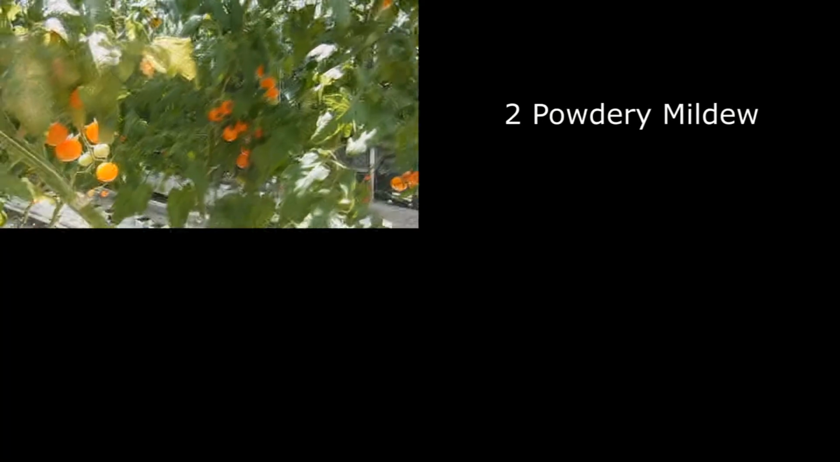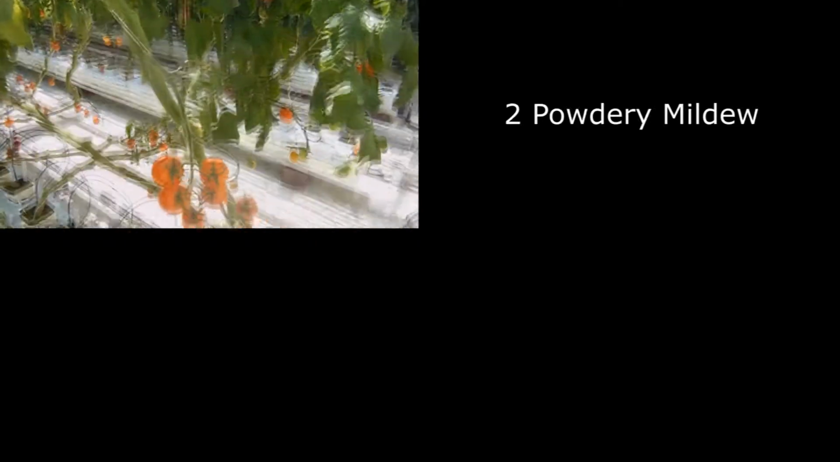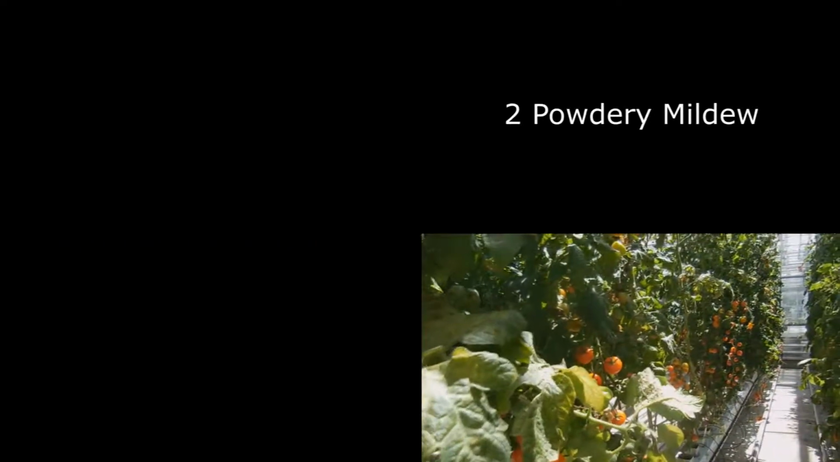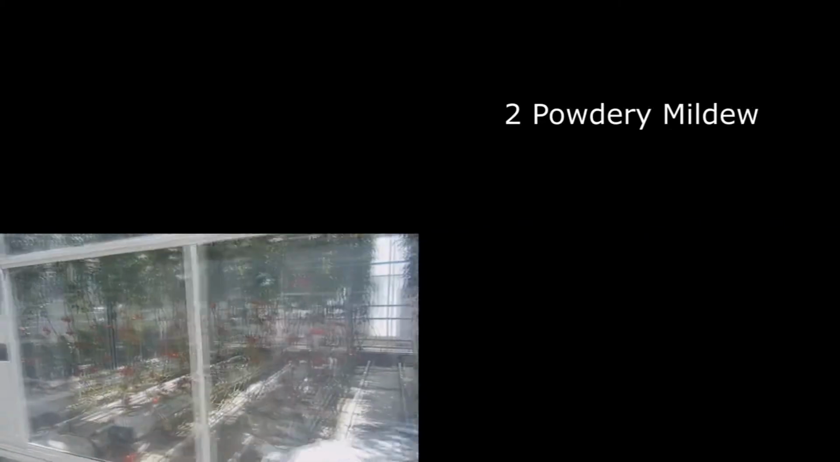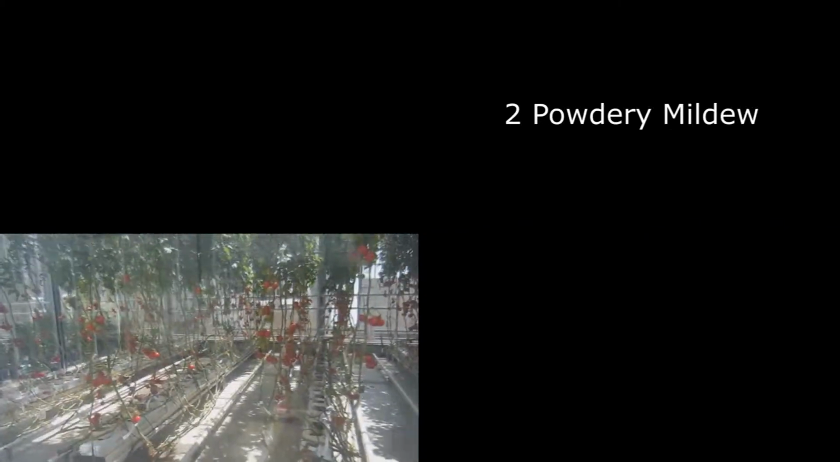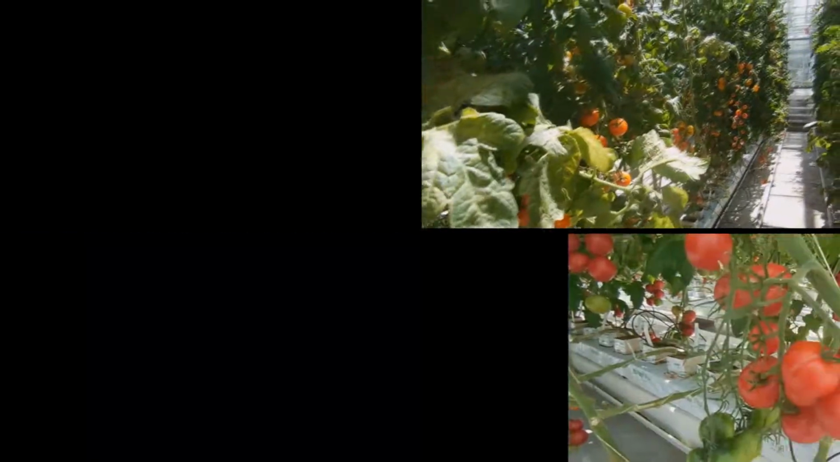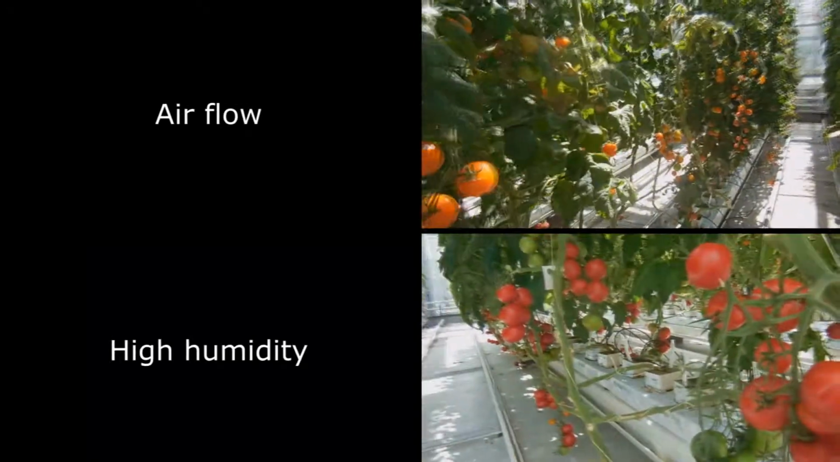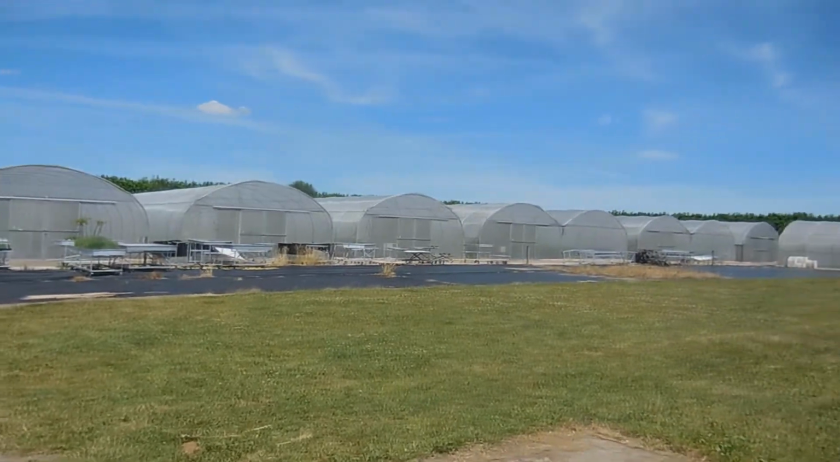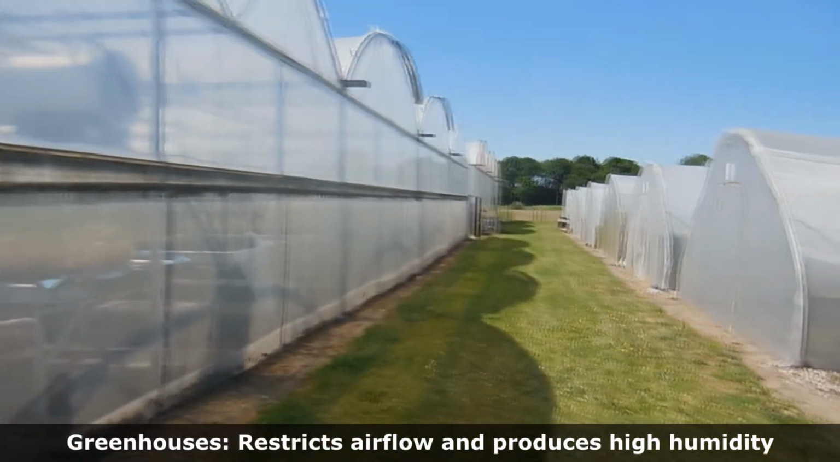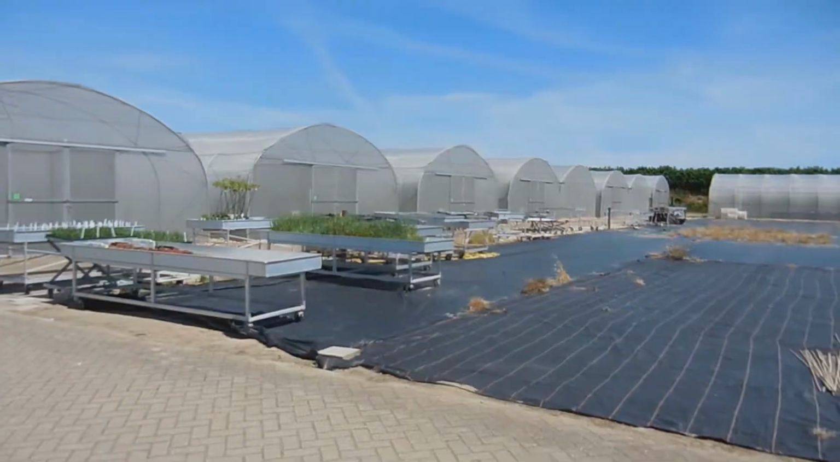Powdery mildew. It is a type of fungi that grows on tomatoes. White spots will be detected, infecting the tomato to an inedible form. What causes it? There are two main factors that contribute to this infection. Firstly, the plant may be deprived of airflow, and the second culprit is high humidity. However, both factors are more likely to emanate from the use of greenhouses. Greenhouses restrict airflow and produce high humidity.